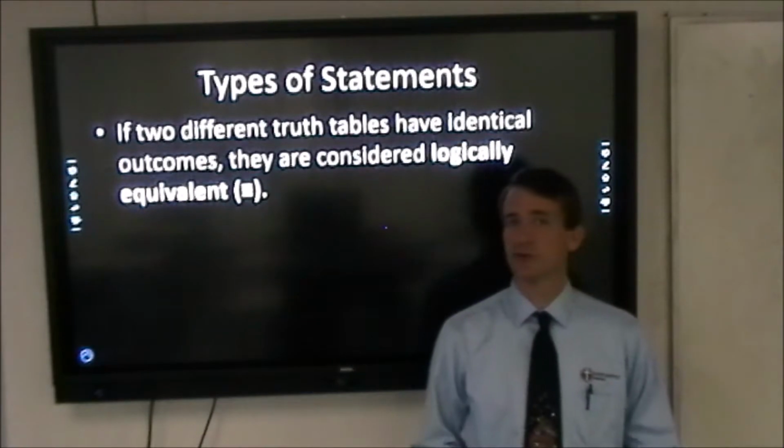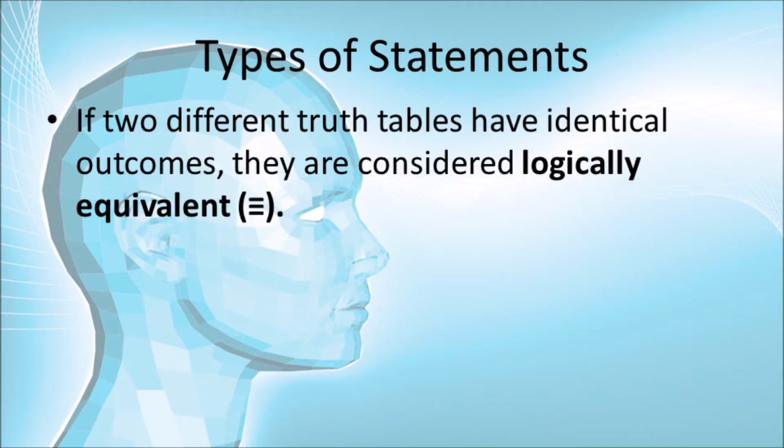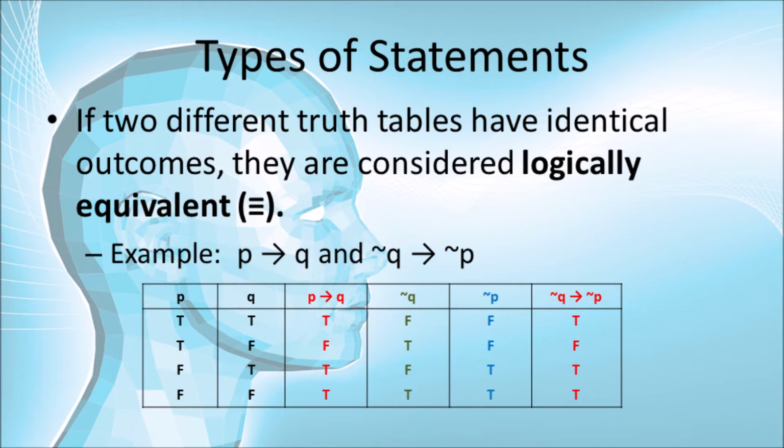If we were to compare two truth tables, they could be what we call logically equivalent. What that means is their final outcomes are exactly the same, in the same order. Whatever was true on the first is true on the second. Whatever was false on the first is false on the second. As an example, these two statements would be logically equivalent.